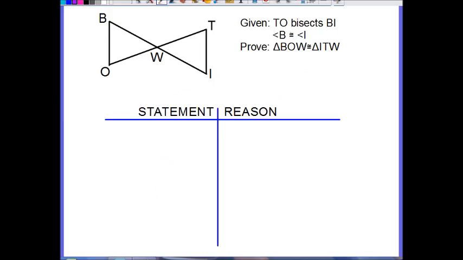Now it's your turn. So we're given our picture. We're given 2 givens. We want to prove triangle BOW is congruent to triangle ITW. Press pause and let's see what we can do. So here we go. We have TO bisects BI, that's given to us, and angle B is congruent to angle I. That's also going to be given. Anytime we say congruency, we draw congruency, so here we go.